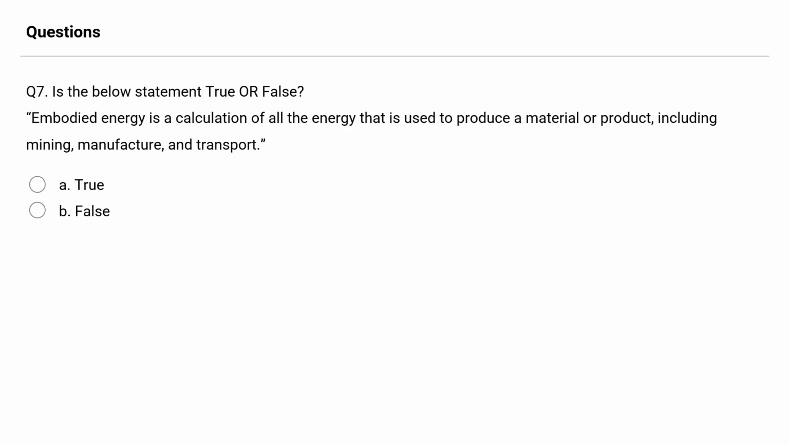Great. So let's come to the seventh question. This is a true and false question. The statement says embodied energy is a calculation of all the energy that is used to produce a material or product, including mining, manufacture, and transport.